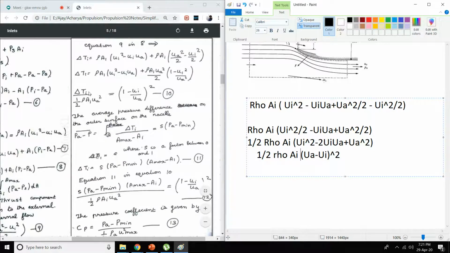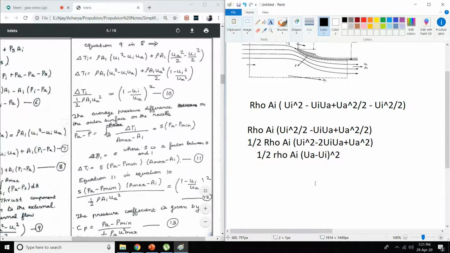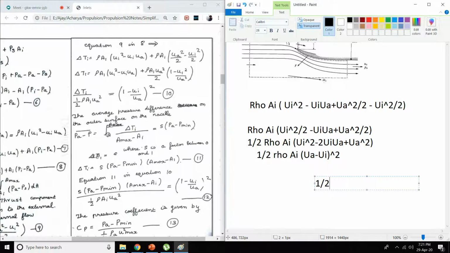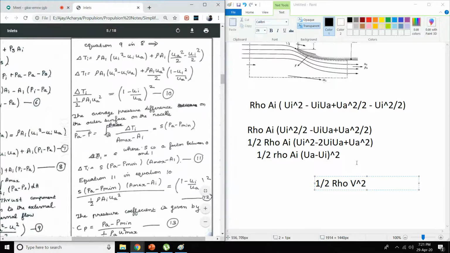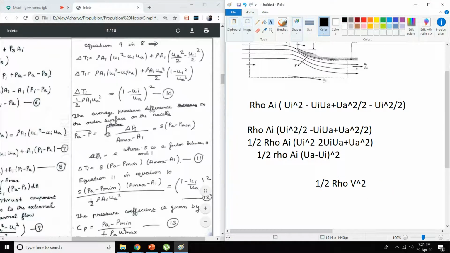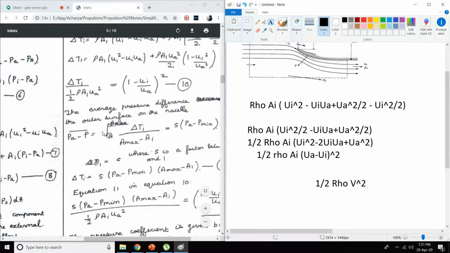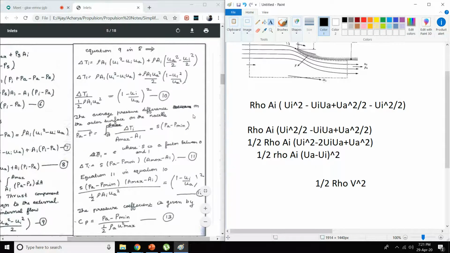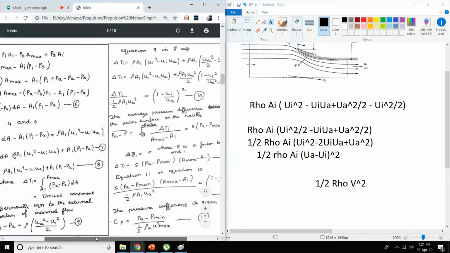One thing we know is half rho v square. I'll just keep it here for the time being, and I'll tell you what the importance of this is. So now, the average pressure difference on the outer surface of the nacelle is PA minus PI.